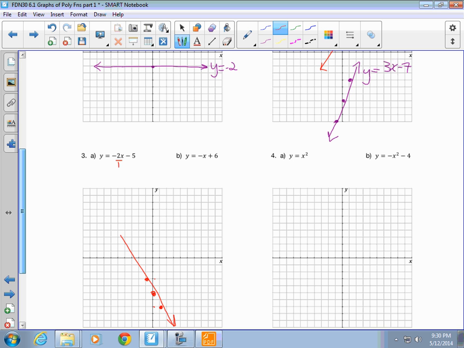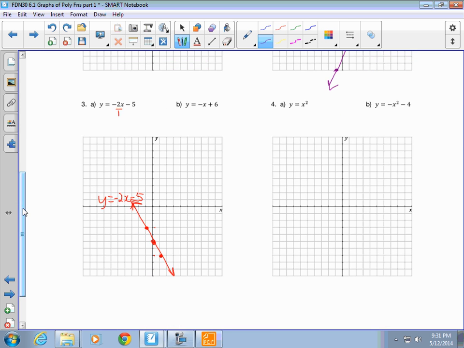Oh, that's really not that straight. Let's try that one again. There, that's a little bit better. So this is y is equal to negative 2x minus 5. Second equation, y is equal to negative x plus 6. So y-intercept of 6, and negative, so this is like negative 1 over 1. So I go down 1 over 1, or I could go rise 1, then I have to run a negative.